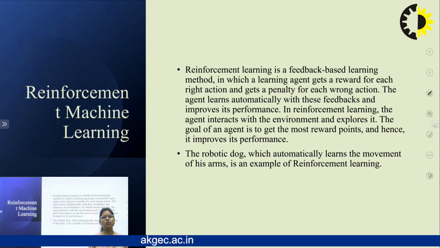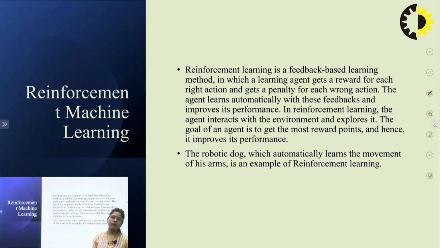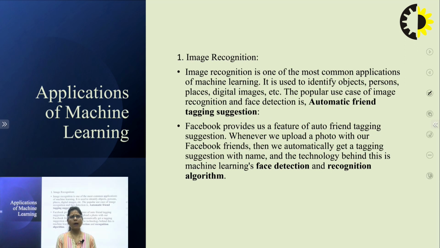The goal of an agent is to get the most reward points and to improve its performance. A robotic dog that automatically learns the movement of its arms is an example of reinforcement learning. Basically, in reinforcement learning, the agent learns from feedback. If it gets good feedback, it will continue toward its goal, and if not, it will not continue toward its goal.